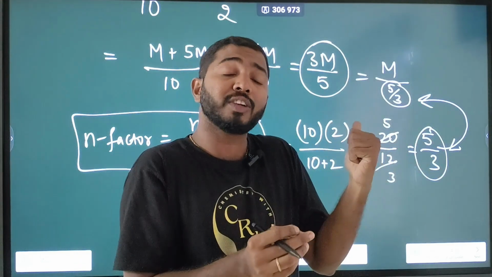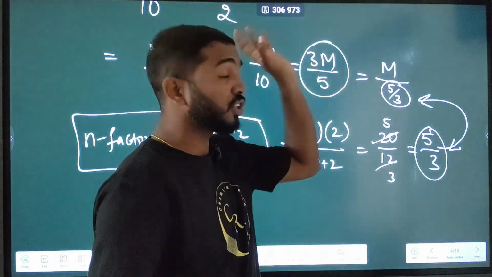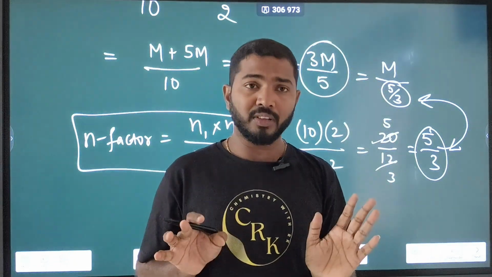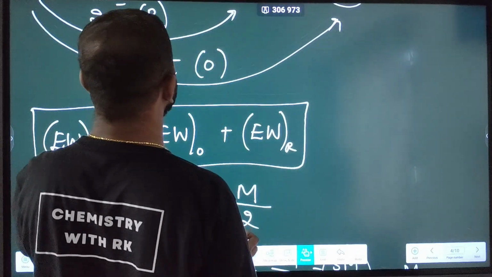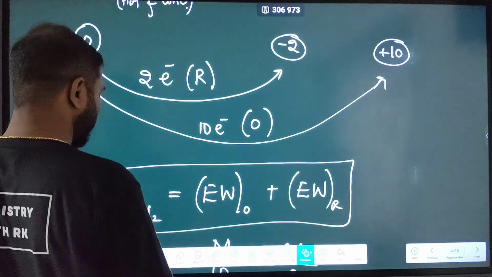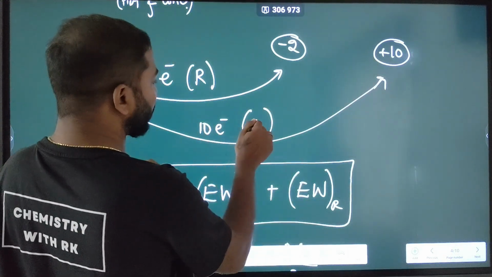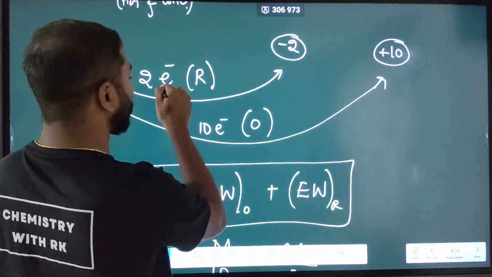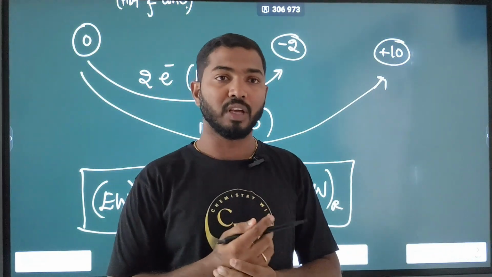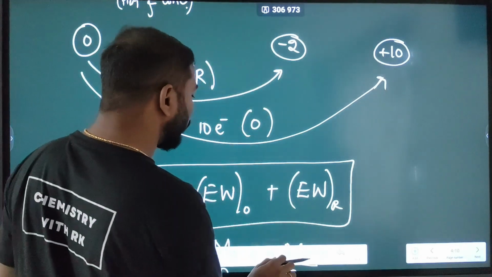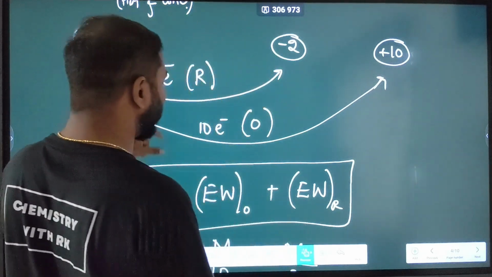If they ask for the n factor for the oxidation reaction, it is going to be 10. And the n factor for the reduction reaction is going to be 2. Do you understand? Right. Clear? So how can we say the n factors for the oxidation and reduction reactions are 10 and 2? See here, from 0 to +10, so 10 electrons in oxidation, 2 electrons in reduction. So they are the n factors individually for the oxidation and reduction reactions. But if you take the overall reaction, the n factor is going to be 5 by 3.